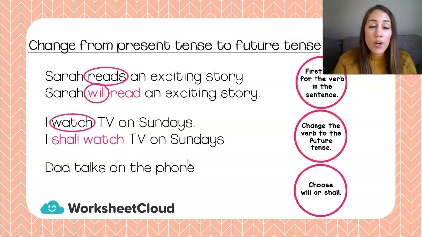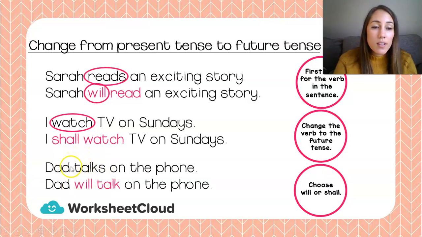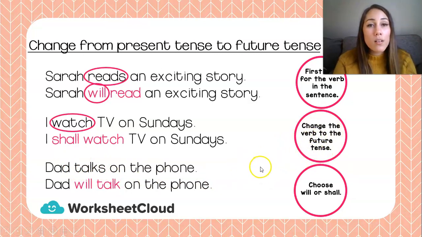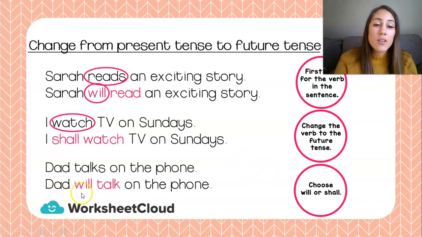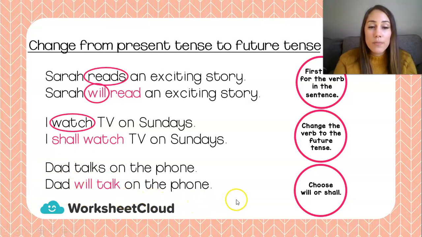Dad talks on the phone. So my first step, what is my verb? Dad is the person doing something. What is he doing? He is talking. He talks. So talks is my verb. I change talk to the future tense, will talk, and Dad will talk on the phone. Now I need to check, is it will or shall? Dad is not me or I or we. It doesn't include me in that action, so it stays will talk on the phone.